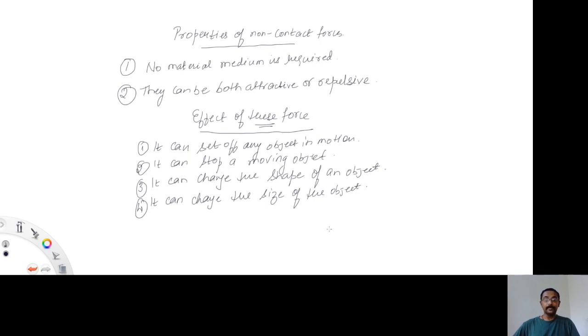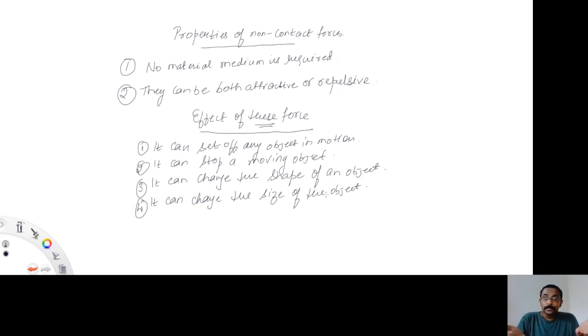So finally, what have we learned today? We have learned about a couple of things. Number one, what are forces? Any external agent, for example push and pull, which can change the shape, size, or state of motion of an object can be called a force. Similarly, we learned about types of forces, contact and non-contact forces. Contact forces are where two objects need to be in physical contact for a force to work. Frictional force is an example, tension is an example, normal reaction is an example.